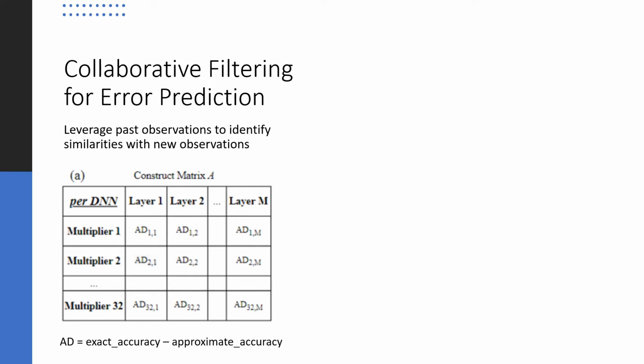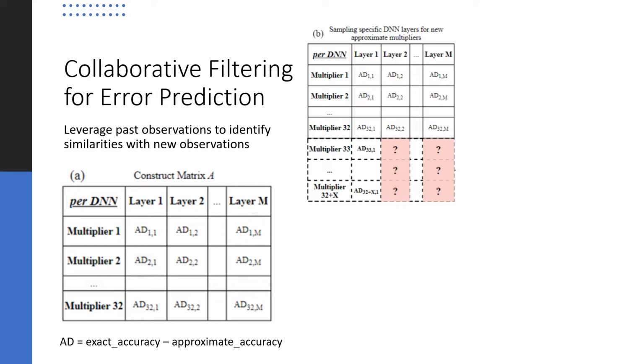To predict the AD values per DNN layer for a new multiplier, we will sample only some of the DNN layers, resulting in a sparse matrix. The two main methods that will be used are singular value decomposition and PQ reconstruction. Singular value decomposition identifies similarity concepts on matrix A like so.